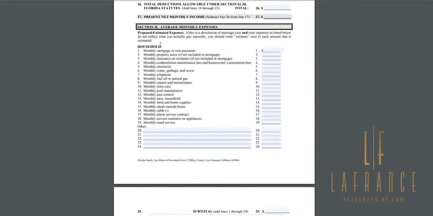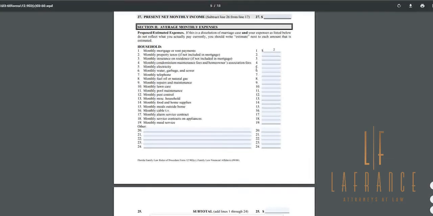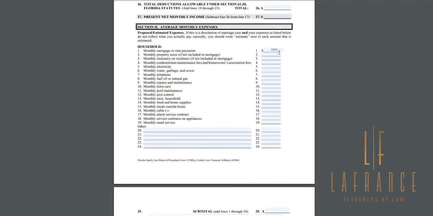The next section deals with your average monthly expenses. Now, if you're currently paying a mortgage or a rent payment, you're going to put whatever that number is right here. So if it's $2,000 a month that you're paying on your mortgage, that's what you're going to put right there. If you are in the process of securing another residence, or you think you're going to be moving out of the marital residence, you're going to do some research, find out how much the monthly rent might be, put that number there, and write estimate next to the entry, because you're not 100% sure what it's going to be.